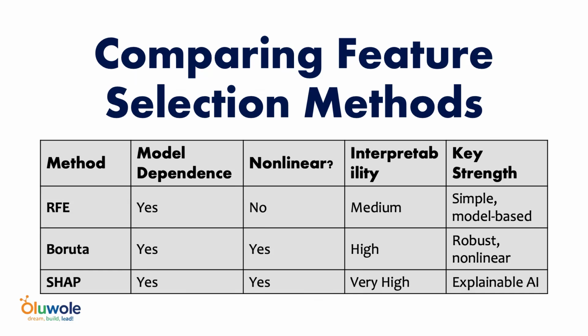Can you see that interpretability for RFE is very medium? If your data is more than a particular size, it will mess up. I say simple and model-based, very simple. Boruta is still okay. It can be robust and it can work on non-linear. But SHAP is very high, sir. That's where your explainable AI comes in. You can do a lot of things. It's just so wonderful. So I think this brings us almost to the end of our session.